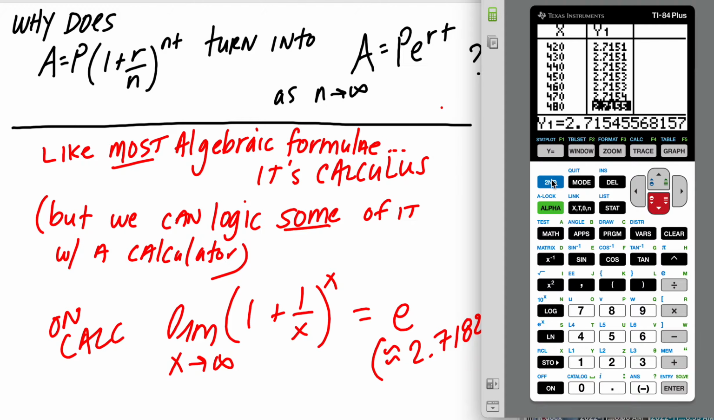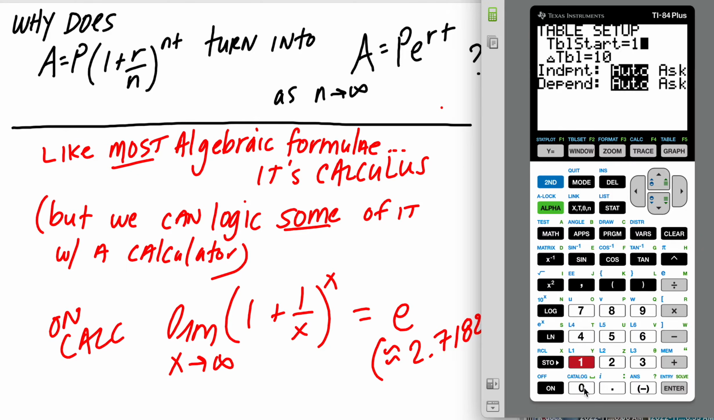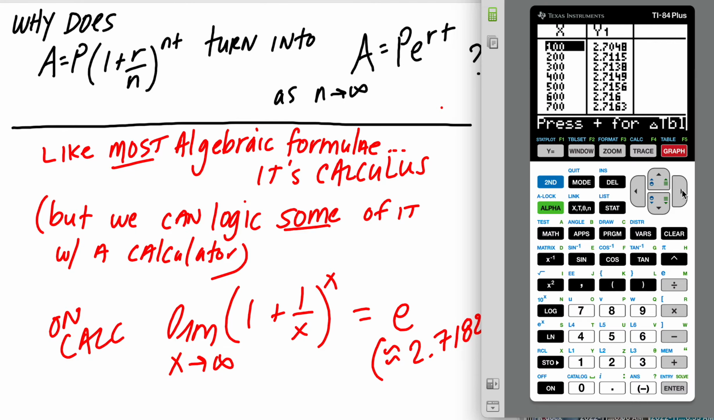In fact, if I go back to table set and I start bigger, let's say I start at x as 100 and I go by hundreds, and I go back to my table, you'll see these values are getting very, very close to that 2.718, et cetera. But this isn't anywhere near infinity. Infinity is an impossibly large number, and 4,200 is not impossibly large. It's just an average old large number.